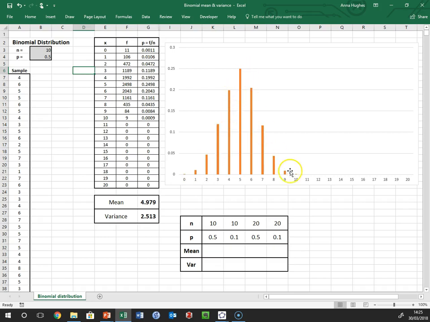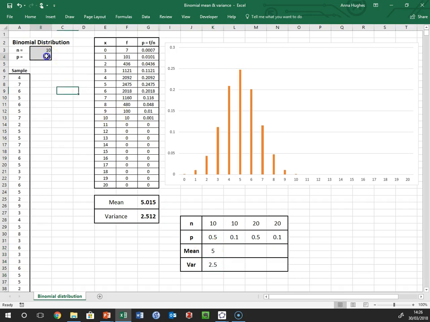I've then sketched the shape of the function over on this graph, and I've calculated the mean and variance from my simulation. Okay, so I'm starting with n equals 10, p equals 0.5, and you can see my mean is approximately 5 and the variance approximately 2.5. If I press F9 and simulate some new values, you can see that the mean is buzzing around 5 and the variance is buzzing around 2.5. So I'll record those results there.